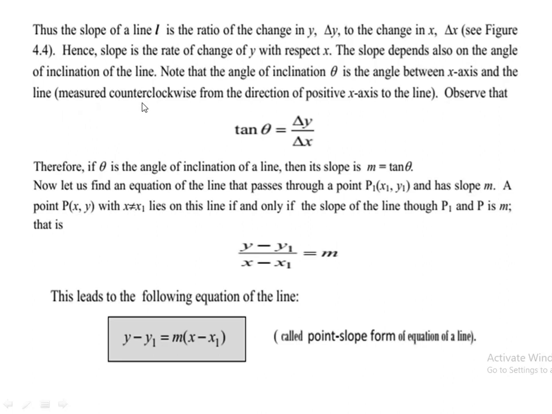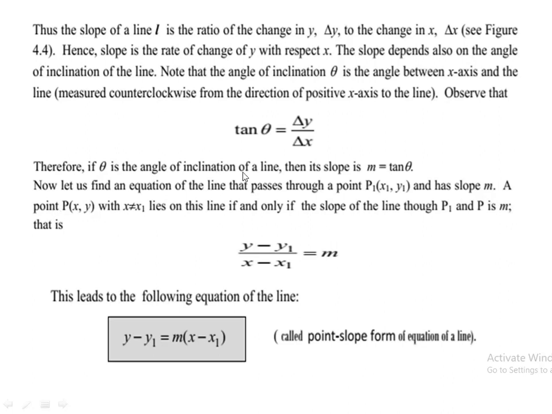It is measured counterclockwise from the direction of the positive x-axis to the line. We observe that tan theta is equal to change in y over change in x. Therefore, if theta is the angle of inclination of a line, then the slope of the line m is equal to tan theta. And now let us find an equation of a line that passes through point P1 (x1, y1) and which has the slope m.